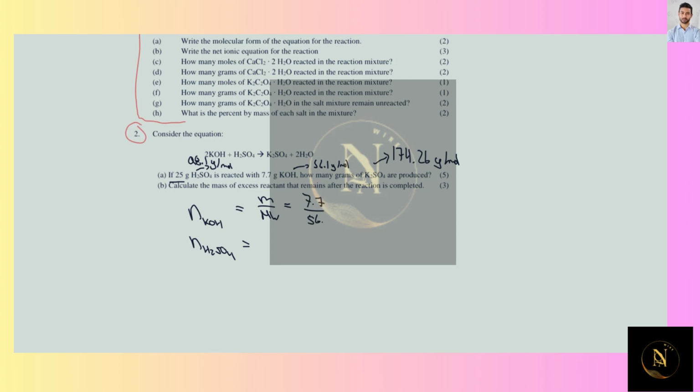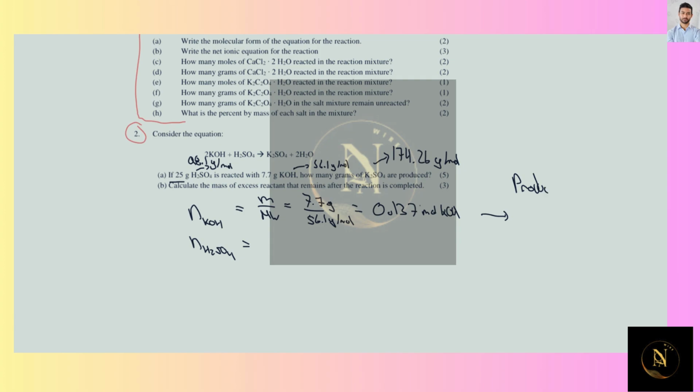Okay, so first of all, the amount of mole of potassium hydroxide would be 7.7 divided by 56.1, which gives us 0.1372, 137, let's put it directly, mole of potassium hydroxide.